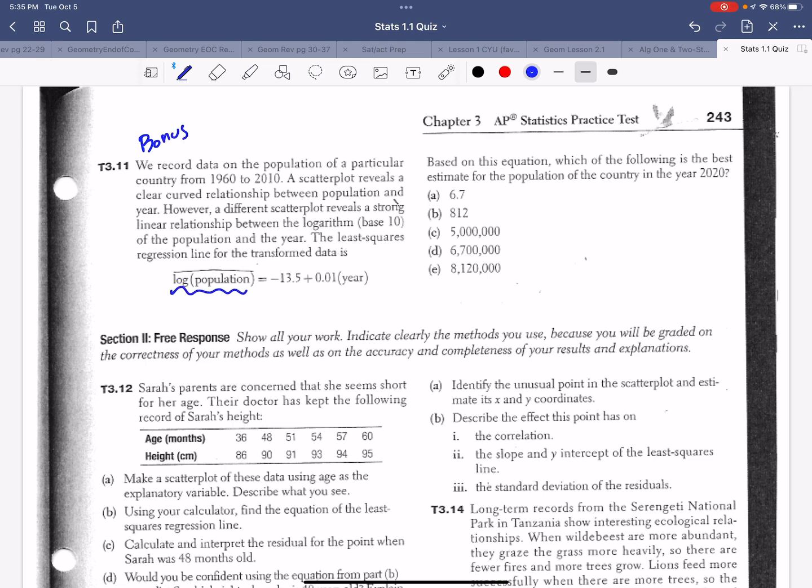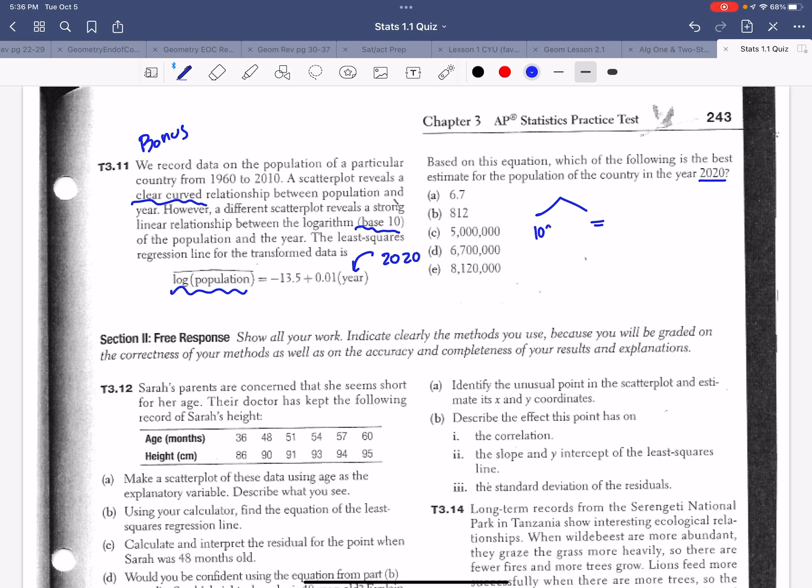So let's see. We recorded this data. The scatter plot revealed it was definitely curved. This is base 10, so I'd use a log calculator. The least squares regression line says this. Based on this, which of the following would be the best estimate for the population in year 2020? We're just going to plug this into our calculator, right? They want to know my prediction.